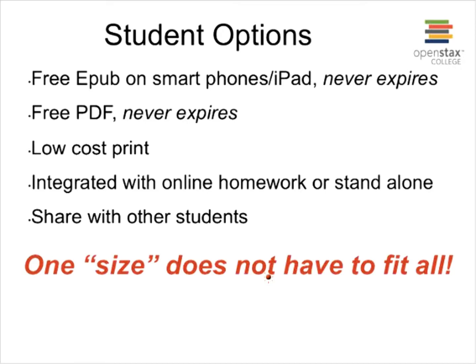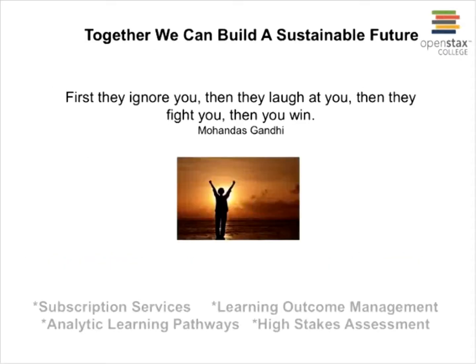And then for the students, they can get, as I said, free EPUB. It never expires, free PDF. And then low-cost print. I think the physics book is going to be around $39, and that's a 1,200-page full-color physics book compared to $240. And as I said, it's integrated with online homework too. So for students, one size no longer has to fit all.